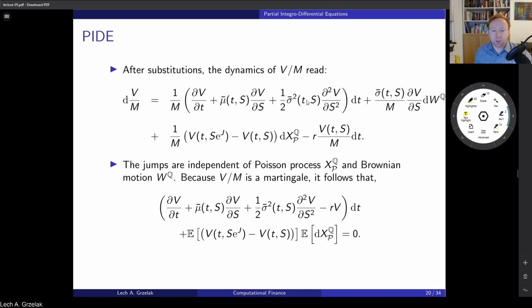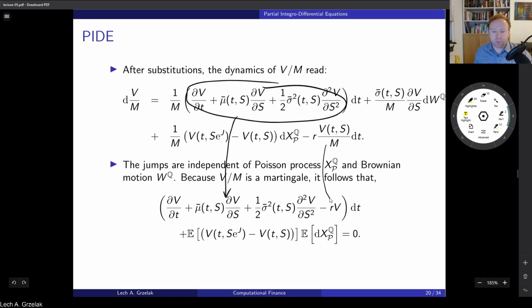So if we substitute, if we basically take three elements here and take expectation, then we end up with a drift term here. Then we see that this term is taken here. Then we have a minus rV. This term is also included here. So you see that, put together.